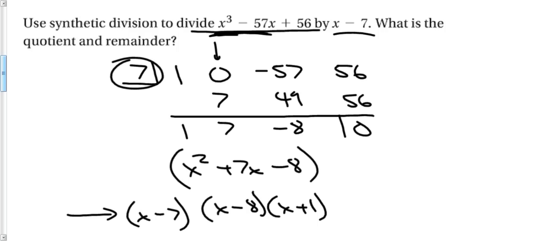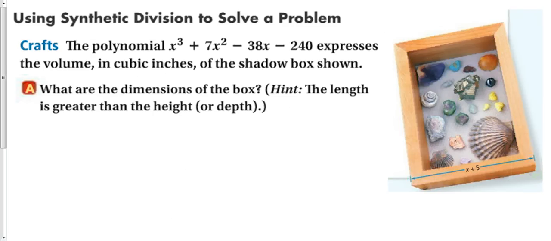Okay, let's take a look at a word problem. Okay, so let's use synthetic division to help us solve this word problem right here. The polynomial x to the third plus 7x squared minus 38x minus 240 expresses the volume in cubic inches of the shadow box shown. What are the dimensions of the box? Well, I know that one of the dimensions is x plus 5, so I could divide that out and then have something that I could factor.